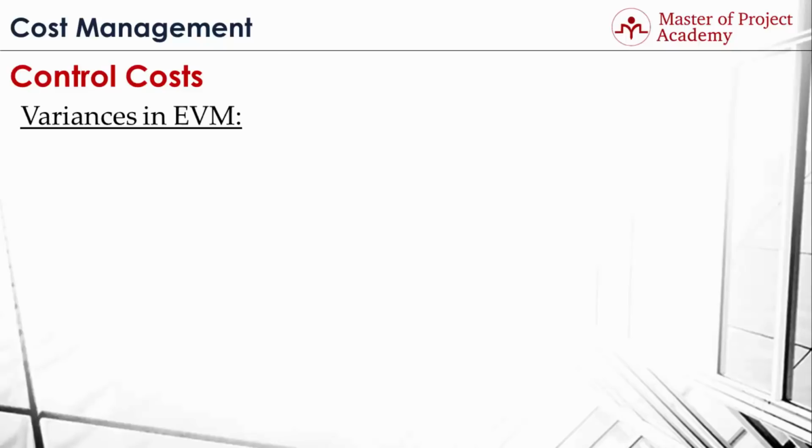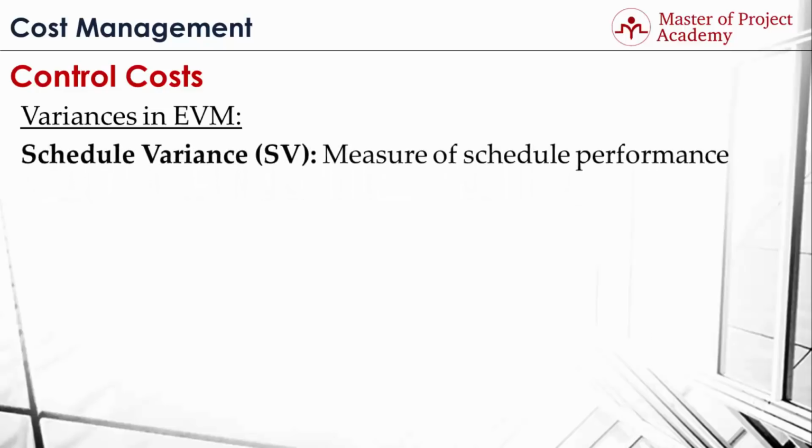Now, let's go over the variance terms that help us to find out whether a project is going healthy. The first term is schedule variance. Schedule variance is abbreviated as SV. Schedule variance is the measure of schedule performance. It is calculated by subtracting the planned value from the earned value.